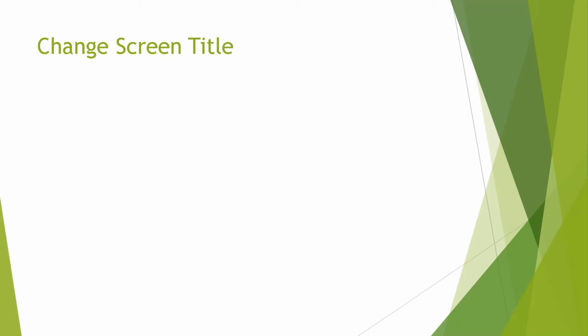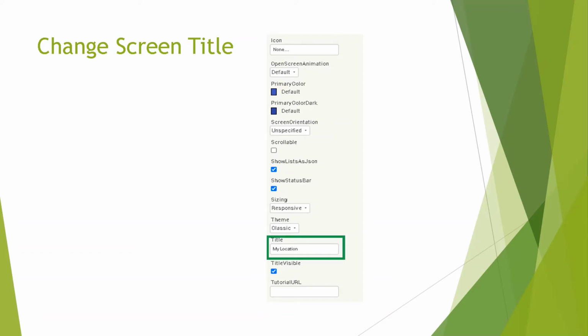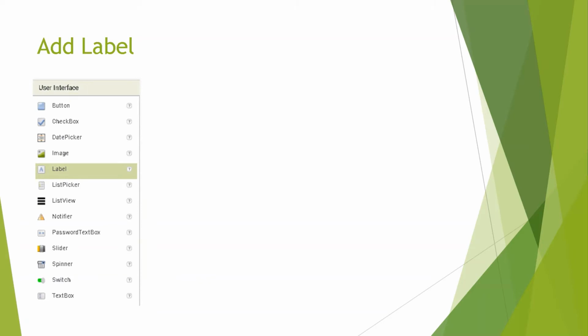Now, let's change our screen title. At the right side, you can find Screen Properties. Go to Title Property, and change its value to My Location. Now, we will add a label to write My Location to screen. From left side palette, select Label. Drag it to your screen.